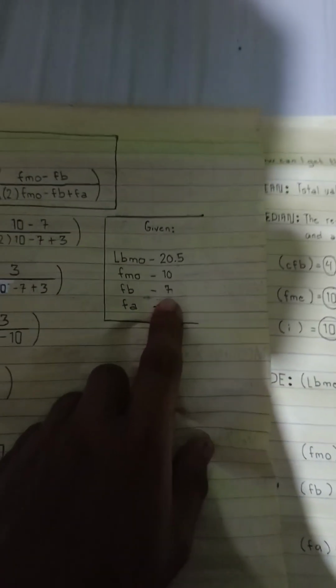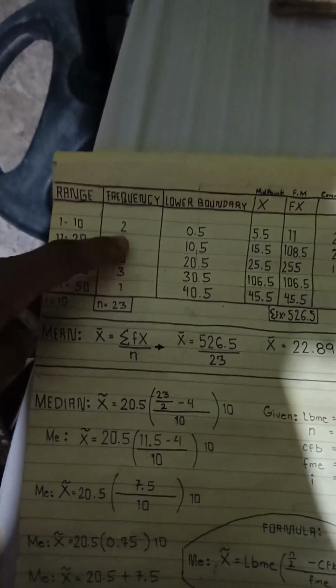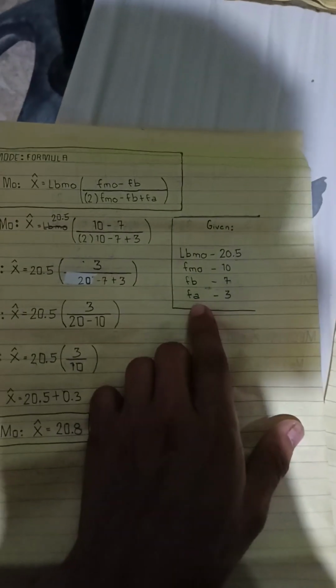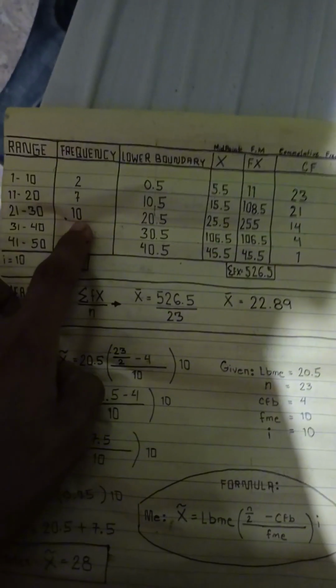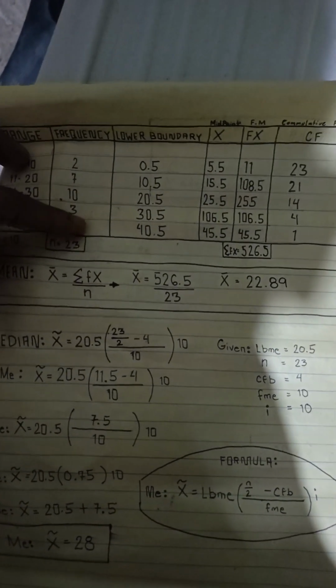FMO is the highest number in frequency. It's just the highest number in frequency, so it's 10. FB is 7, the number before 10. FA is frequency after the median class, because after 10 in the frequency column, the number 3 stays after the median class, which is 10.